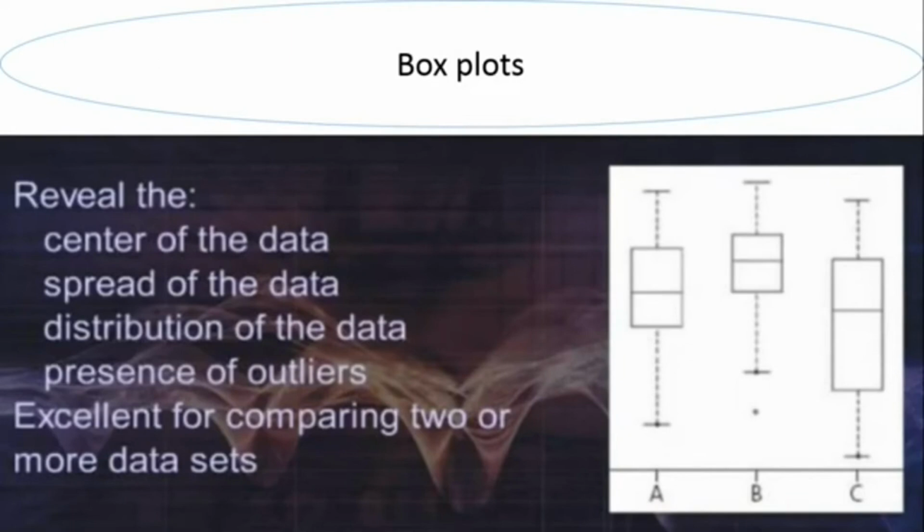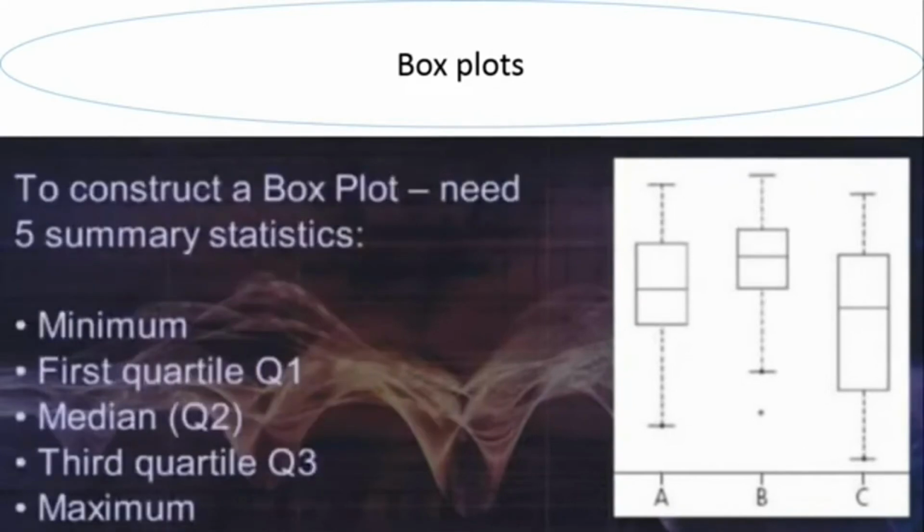To construct a box plot, you need 5 summary statistics: the minimum, the first quartile, the median or second quartile, the third quartile, and the maximum. Once you have the 5 summary statistics, you can plot your box plot. To construct it, you calculate the first quartile, median, and third quartile, then calculate the interquartile range by subtracting the first quartile from the third quartile.